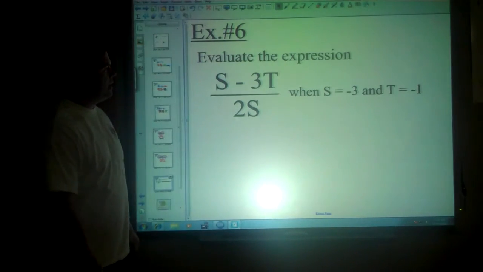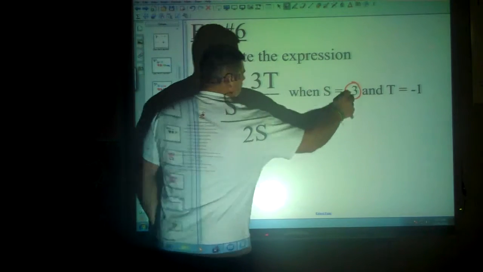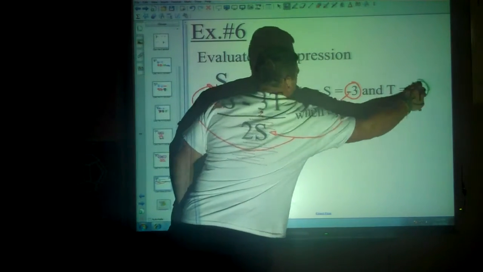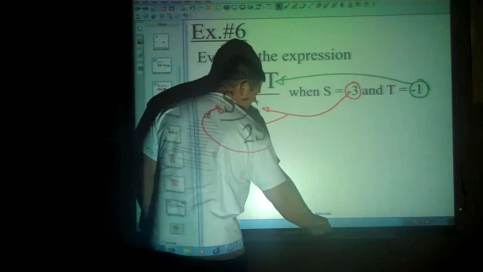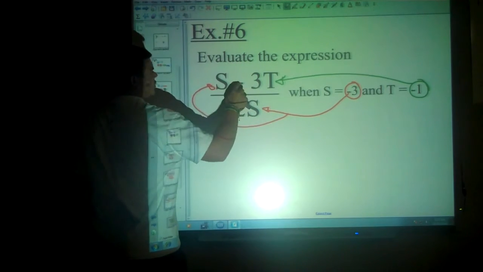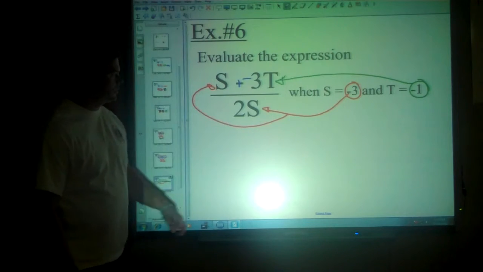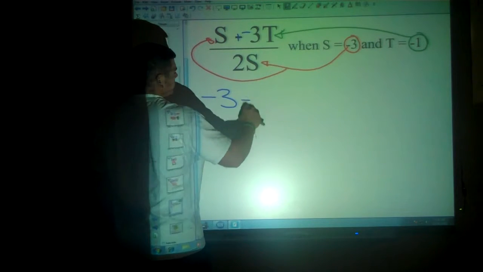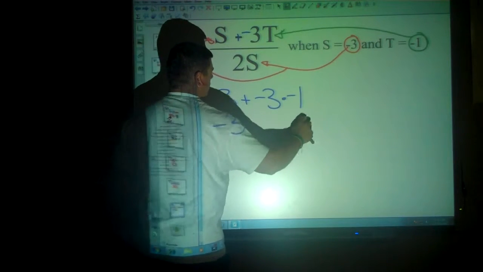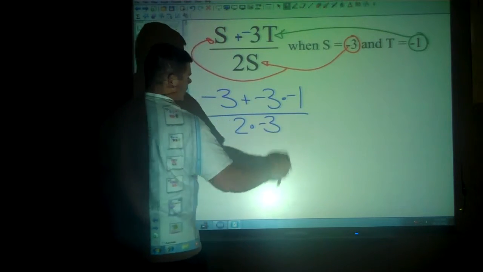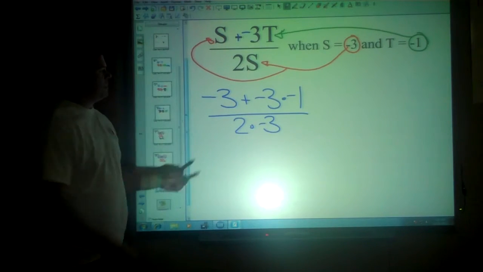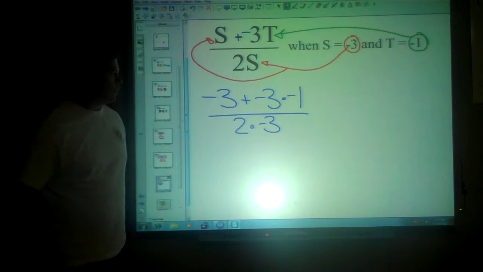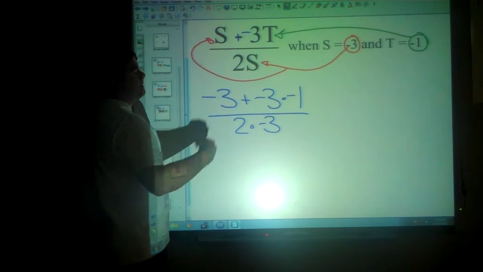Last problem involves evaluating. -3 is going to go in for S and S. -1 has to go in for T. I would most definitely change that to plus -3. Substituting our values in, we end up with -3 plus the -3 times the -1 all over the 2 times the -3. One of the biggest mistakes, people want to add -3 and -3 right from the get-go. You got to do multiplication before the addition. That's order of operations. And negative times a negative makes a positive.